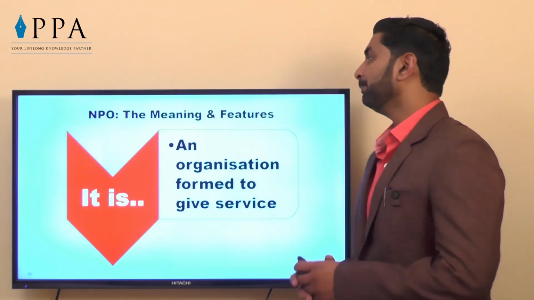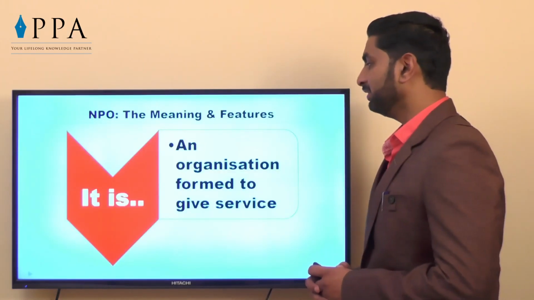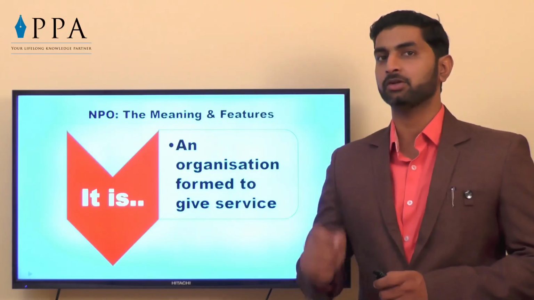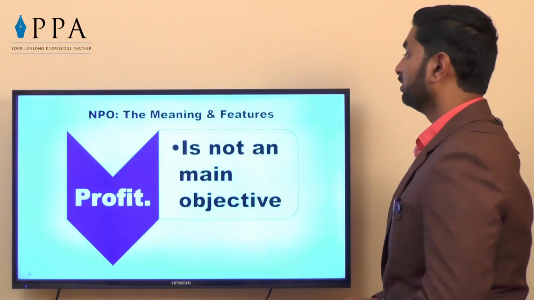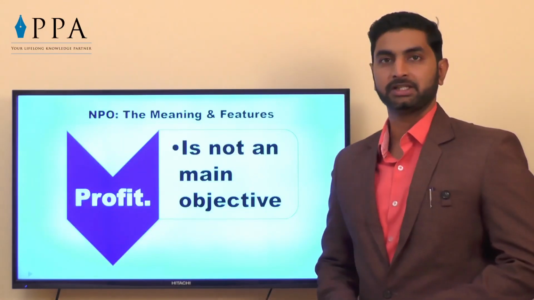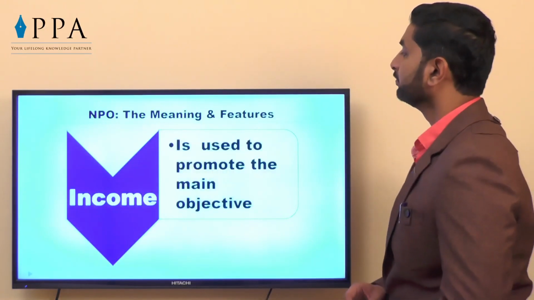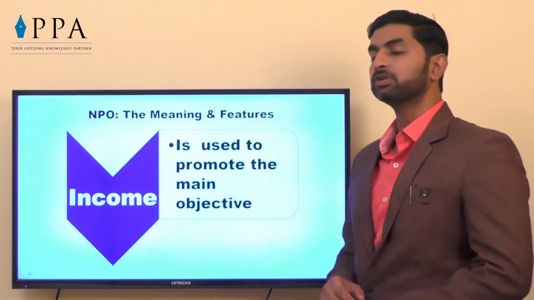Thus, NPO has got its own special features. Let's see that. NPO, the meaning and features. It is an organization formed to give services. Objective is not to earn the profit. Profit is not the main objective. It can be the result, but it is not an objective. Income is used to promote the main objective.